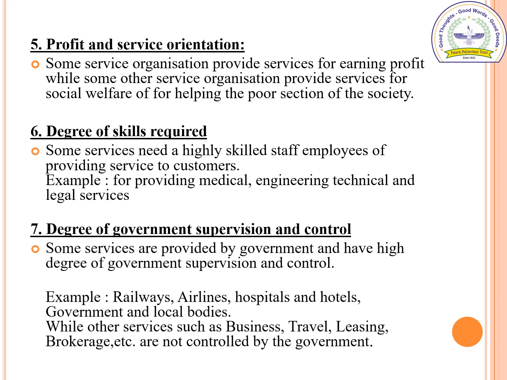Some services require high degree of government supervision and control, whereas some services require low degree of government supervision and control. For example, the services of railway, airlines, hospital, hotels, government and local body services require high degree of government supervision and control, whereas services such as business, travel, leasing, brokerage, etc. do not require more degree of government supervision and control. That is, they are not that much controlled by the government.